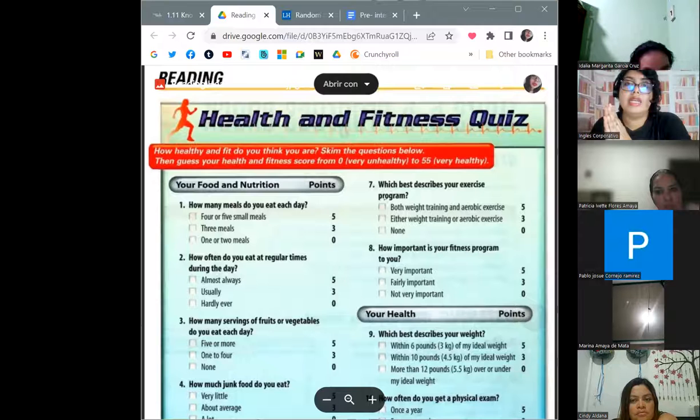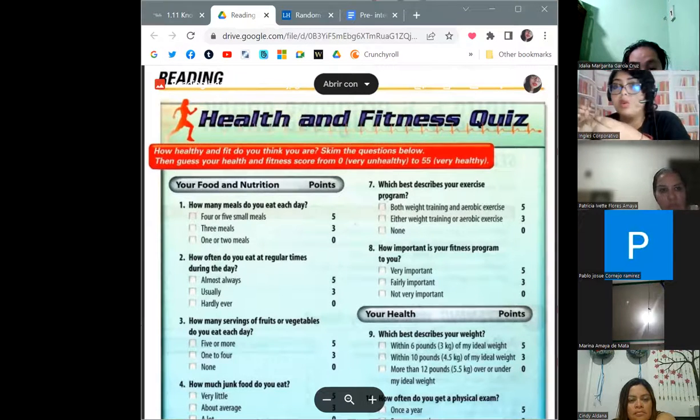And it says, how healthy and fit do you think you are? Skim the questions below, then guess your health and fitness score from 0 to 55. 0 is very unhealthy and 55 is very healthy. Vamos a leer las preguntas, vamos a leer las respuestas, vamos a tomar los puntos y vamos a hacer la suma. Empezamos con 0, que estamos muy poco saludables, que no creo, y 55, que es muy saludable. Entonces vamos a ver cuál es el rango que nosotros tenemos en este quiz.